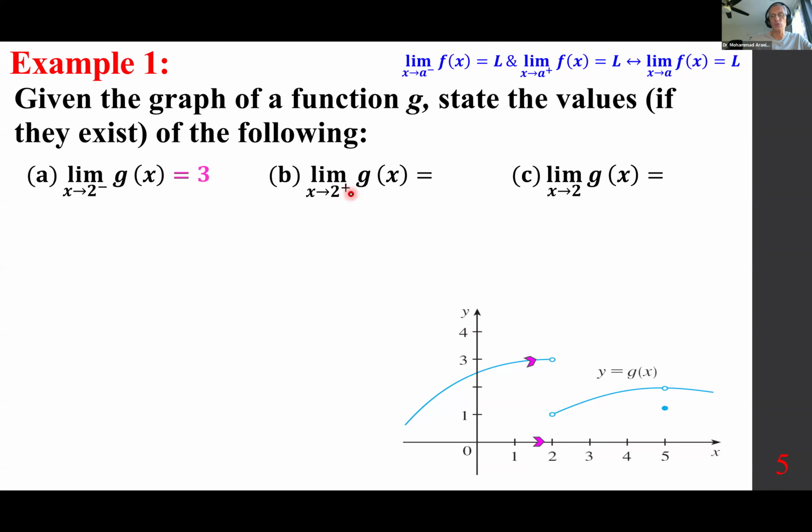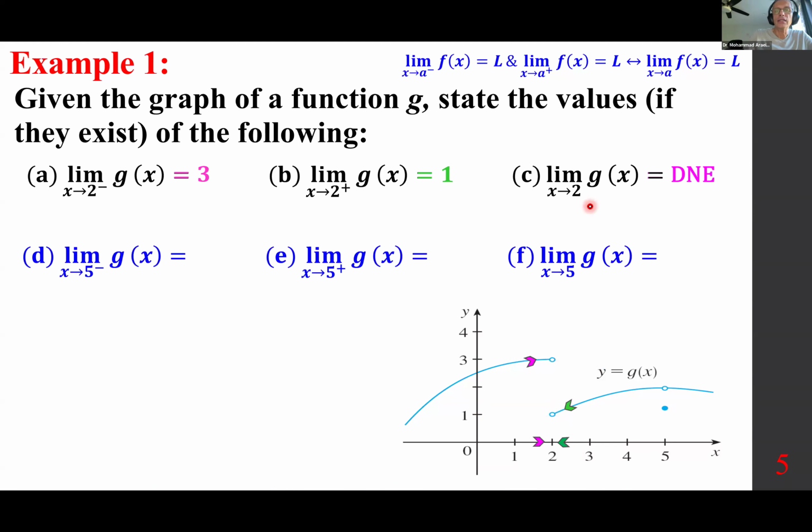From the right side, we move from this side of 2. We are in this branch. We are moving towards this hole, which has a y coordinate 1. Are they identical? No. Then the limit of g of x as x approaches 2 does not exist. And we're going to look at the same thing for number 5.